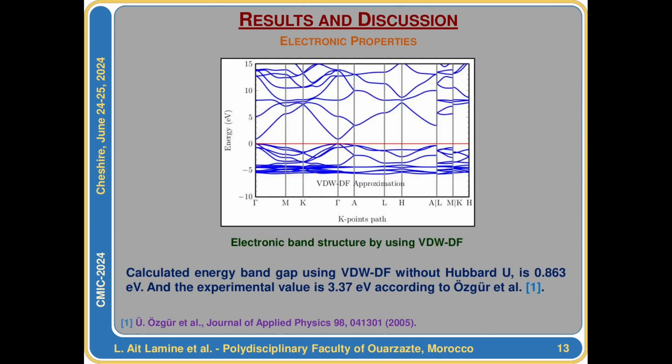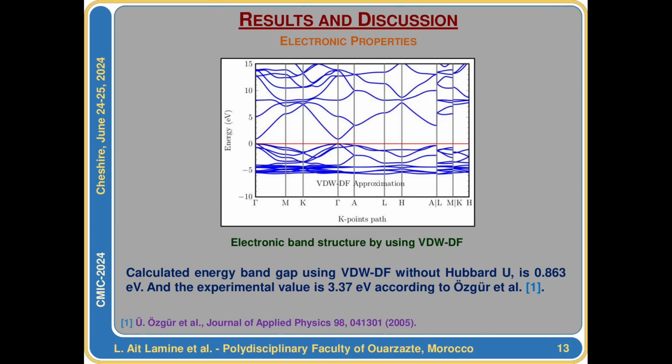For the electronic properties, here is the obtained electronic band structure of the wurtzite ZnO using the vdW-DF functional without Hubbard U parameters. From this figure, the calculated energy bandgap, which is the energy between these two states, is 0.86 electron volt, while the experimental value is 3.37 electron volt.